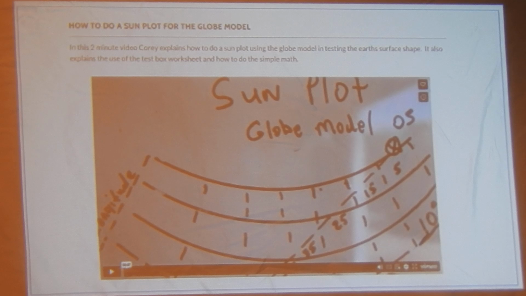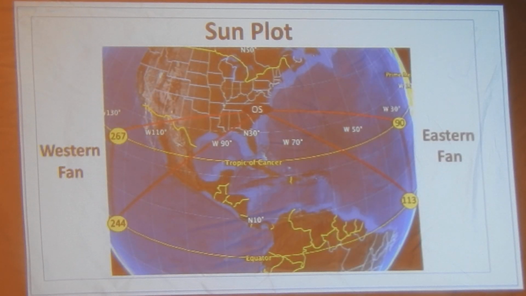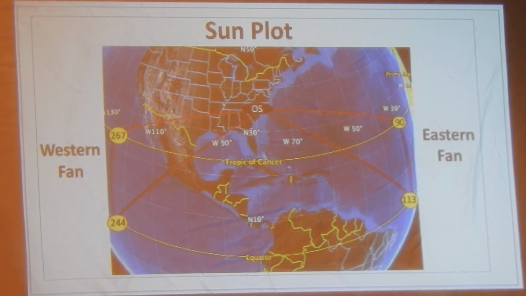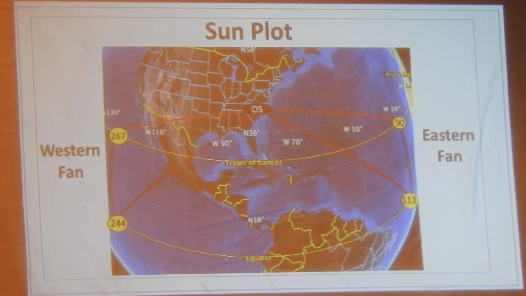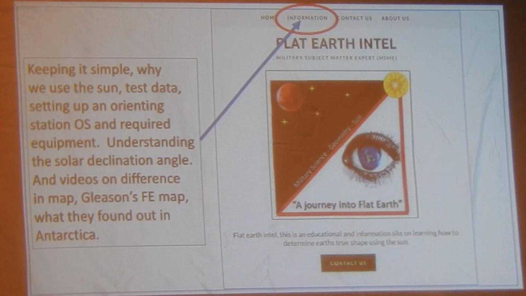There's a video on how to do a sun plot, starting out with a whiteboard, and then showing you how to do an actual digital sun plot using Google Earth Pro, which gives you the digital coordinates for latitude and longitude to ensure that you're at 45 degrees at the time of testing, or if you're doing a long-range test, what the distance is.